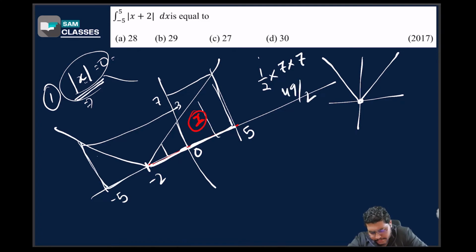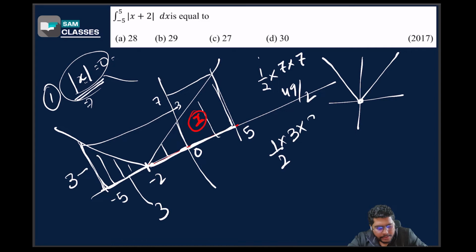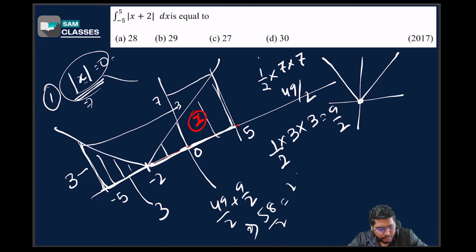What about this area, sir? From minus 2 to minus 5, how much distance am I covering? 3 units. And this also I already know is 3 units. So half into 3 into 3, how much? That is 9 by 2. So 49 by 2 plus 9 by 2, how much, students? 49 plus 9, 58 by 2, that is equal to 29. That's it. So my answer is 29.